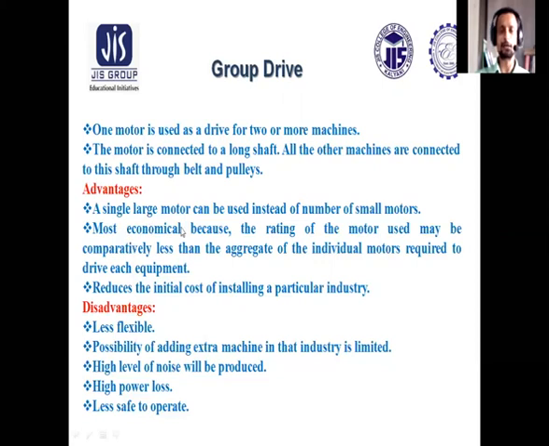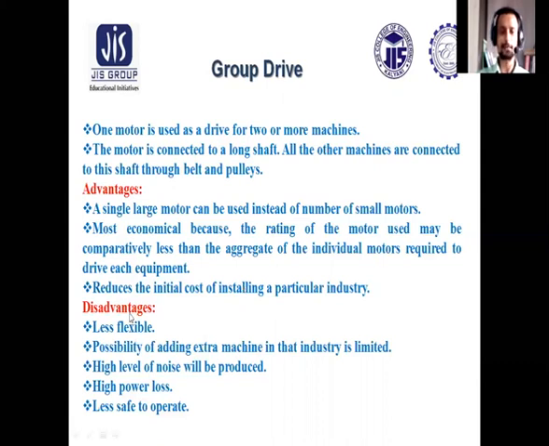A single motor is used instead of a number of small motors. This is economical because the rating of the motor used may be comparatively less than the aggregate of the individual motors required to drive each component. Initial cost is also reduced, but it has some drawbacks as well.